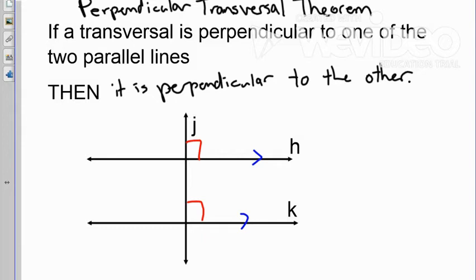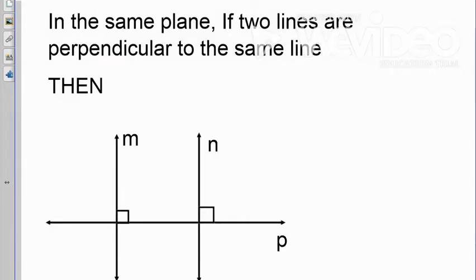So if a transversal is perpendicular to one of the two parallel lines, then it is perpendicular to the other. That is a theorem that we do not need any further proof for. It's one of those things that's always true. And then another example, it's kind of a reverse of this. It's saying in the same plane, if two lines are perpendicular to the same line, so line M is perpendicular to P and line N is perpendicular to P, then they are parallel to each other.